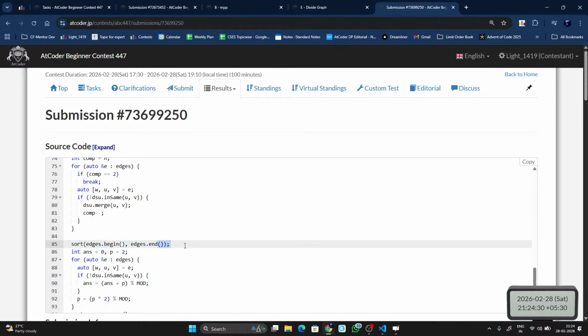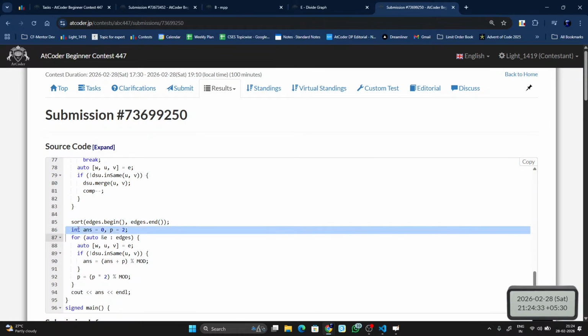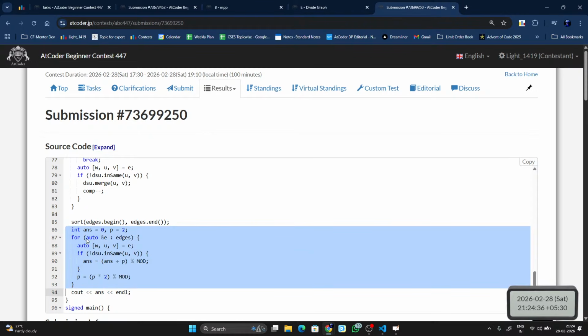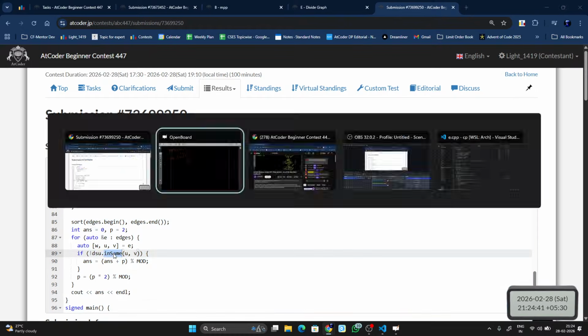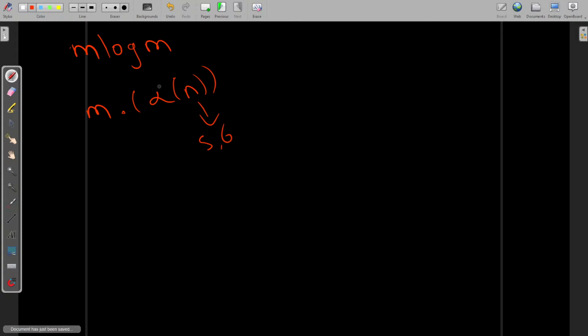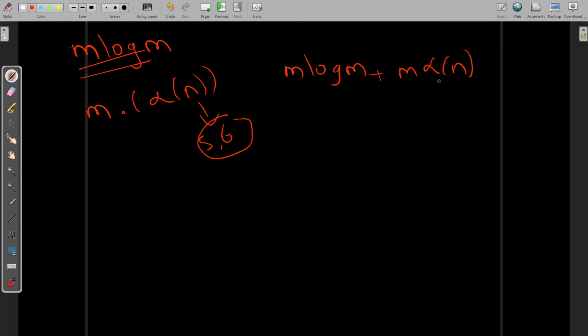Next we are again sorting the edges, which is m log m, and then iterating upon the edges and again checking if they are in the same set or not. So this is again alpha of n. Since alpha is really small, up to 5 or 6, the sorting will be the dominant part of our code. But to denote it accurately, we can still write it as m log m plus m into alpha of n. Many people use log n here as well, but this is the more accurate representation. So this would be our solution time complexity.